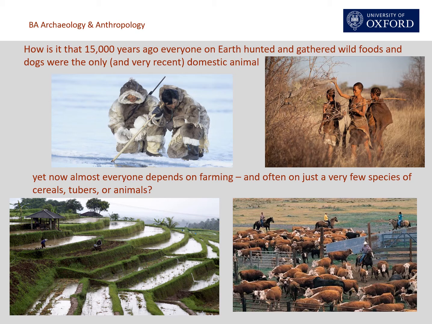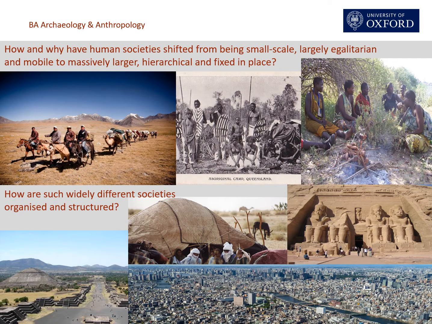And yet today, virtually everybody on the planet depends on farming, as I said, but specifically on the farming of just a very few species of cereals like rice, tubers like potatoes, or animals like cattle. How and why did that happen? How and why did those very few resources spread around the planet? And that's only one of the major changes that have happened in the last 10 to 15,000 years.